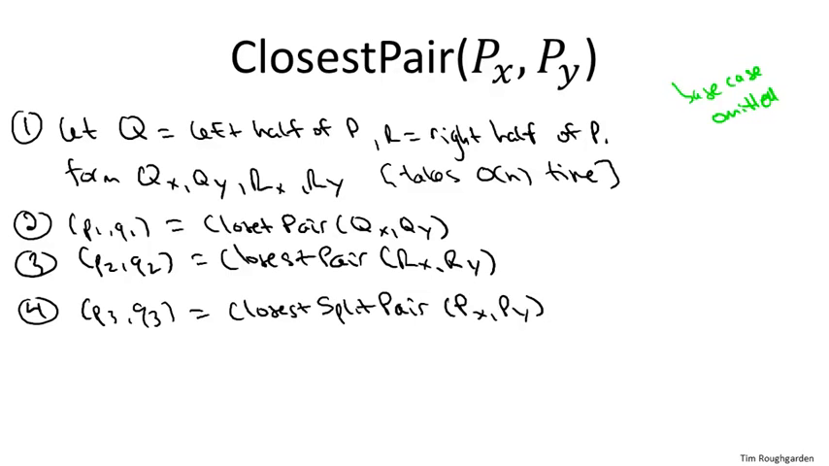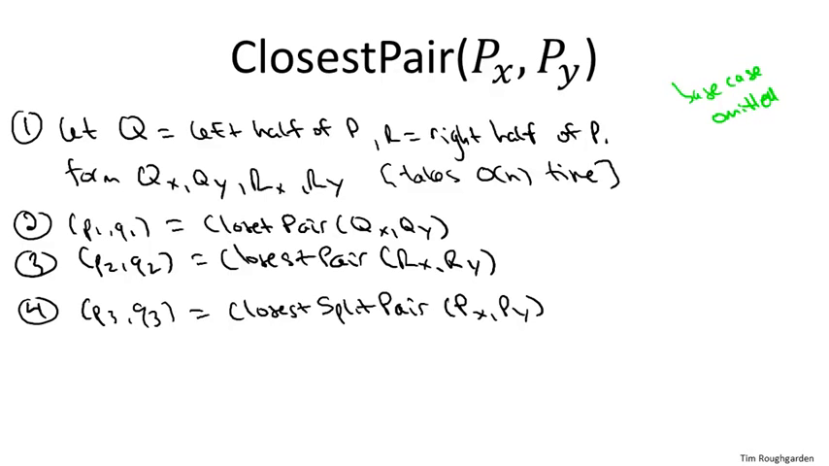Now, if we have a correct implementation of closest split pair, which takes as input the original point set sorted by X and Y coordinate and returns the smallest pair that's split, where 1 point's in Q and 1 point's in R, then we're done. So then the closest pair has to either be on the left or on the right, or it has to be split.